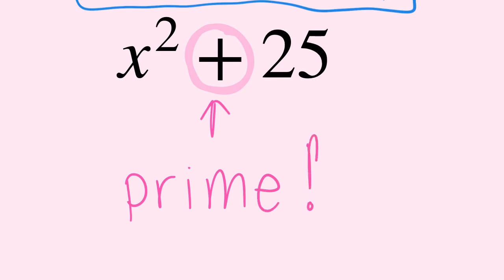Remember, we call it prime if it can't be factored. It cannot be factored because it's not a difference of squares. And there's no GCF or anything, so it just can't be factored. So be careful with that.